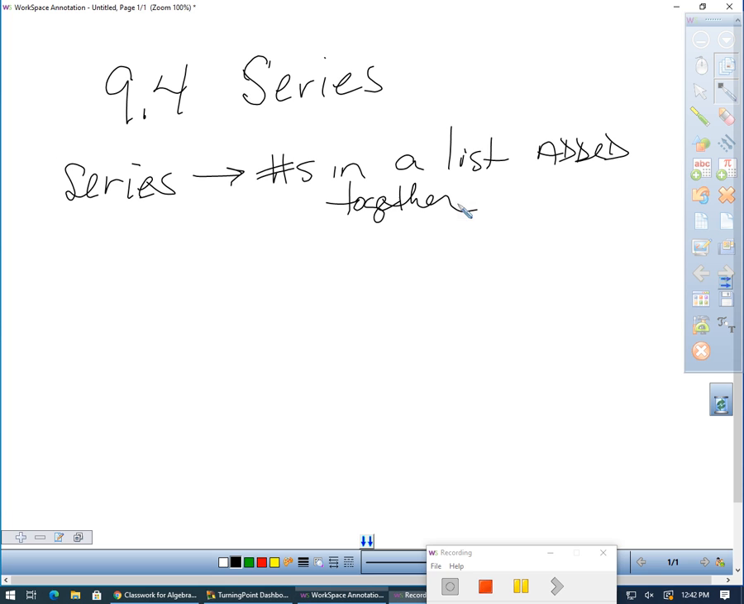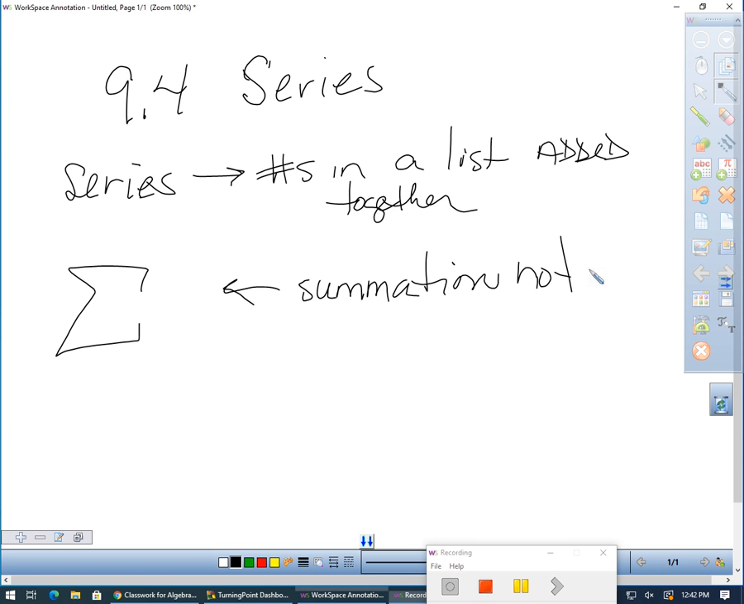So we can work with it being finite, which means our list stops at a certain number, or we can work with it being infinite, where it keeps going forever and we have to add it together. I'm going to do both. So we are going to start off with, when we're talking about adding numbers together, that's where that summation we talked about the other day comes in. We're going to be using the summation notation to write our formulas.